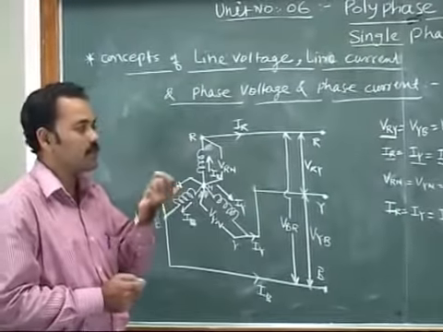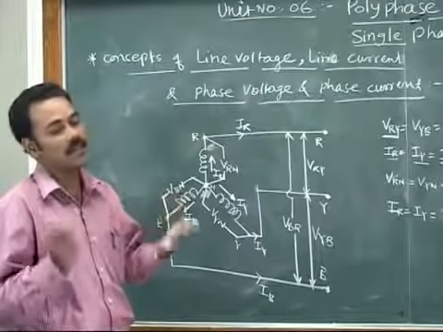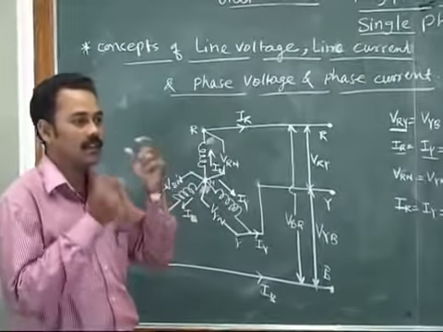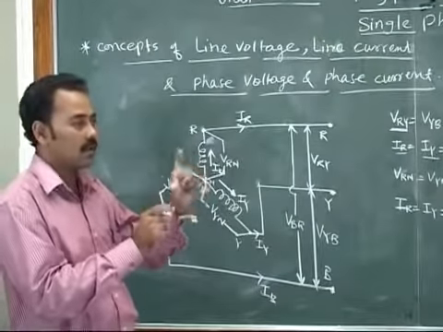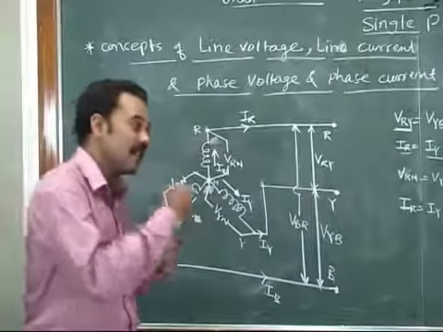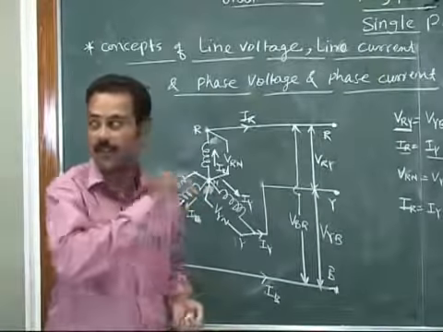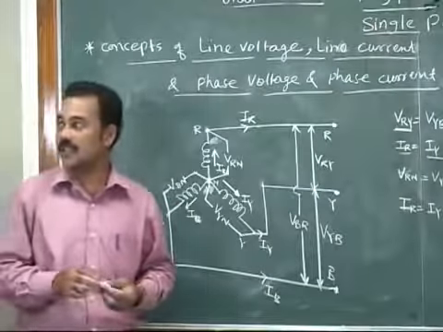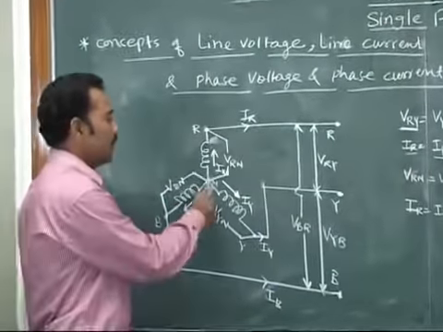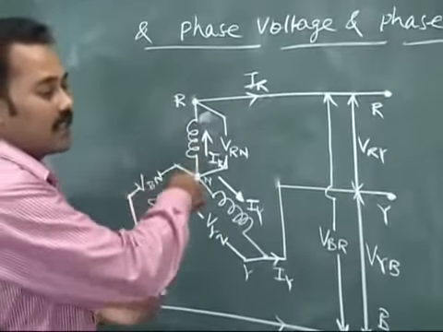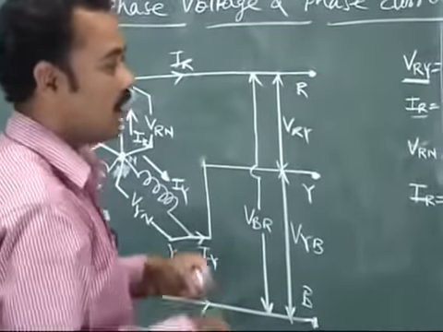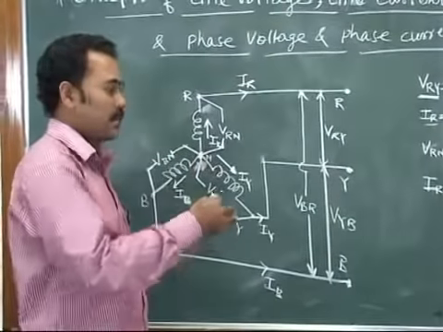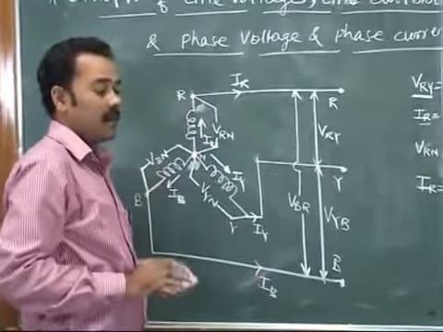In simple words, the line voltage is the voltage across the lines, whereas the phase voltage is the voltage across each individual phase. The line current is the current flowing through the line, and the phase current is the current flowing through the individual phase. Or in other words, the current flowing through each branch is called the phase current.